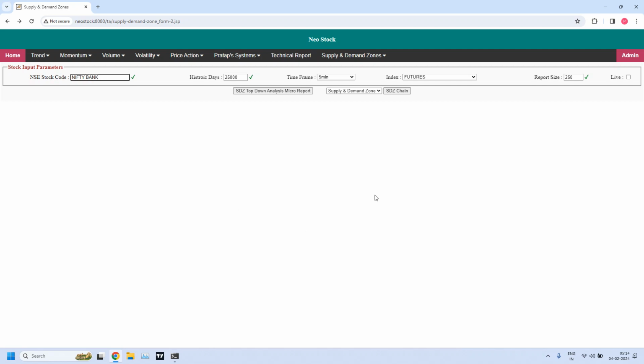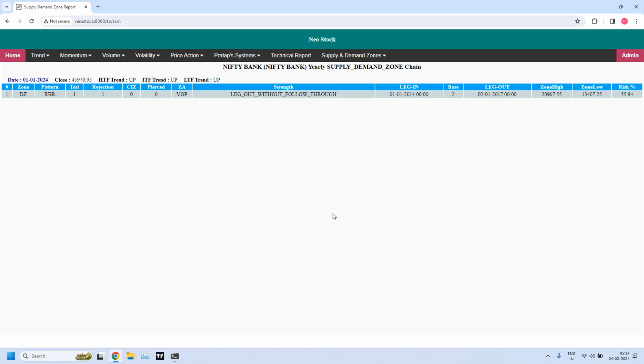So this is Bank Nifty, but at equity data. For Bank Nifty, let us start again with yearly. We will see if any yearly zones are there. One yearly zone is there. When it was created, in 2017 there is a leg out at the 20,000 level. Okay, it might be very difficult to get into this level.